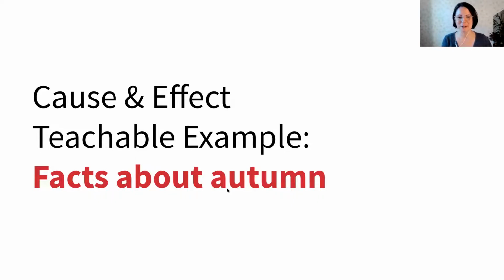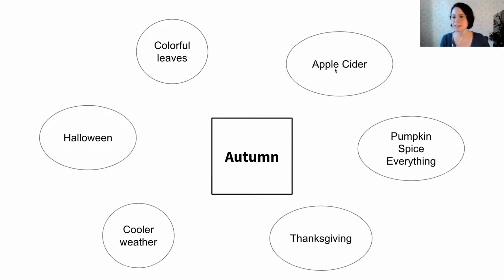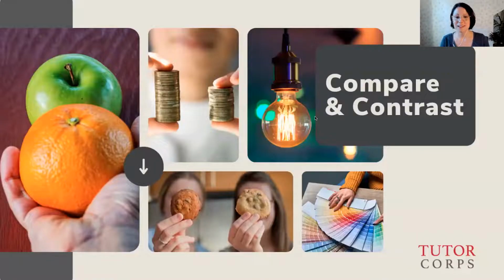I'm recording this in October, so autumn, the changing season, is on my mind. So autumn, that's the main idea. Key details: colorful leaves, Halloween, apple cider, pumpkin spice everything, Thanksgiving, cooler weather, right? So it's just this little mind map. That's another word for these, little mind map of autumn, a little summary. Pretty simple.